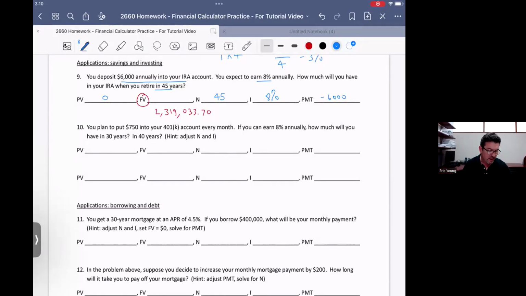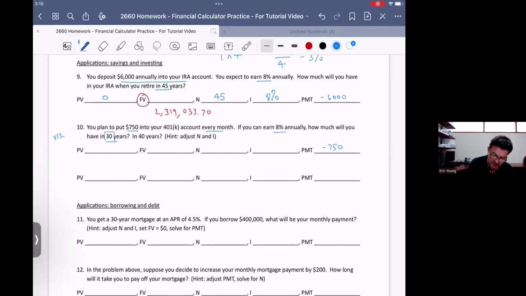Number 10, you plan to put 750 into your 401k every month. You can earn 8% annually. How much will you have in 30 years? Well, we've got to do an adjustment. So we know we're putting 750 in. If we're doing it every month, then our factor here is going to be by 12.